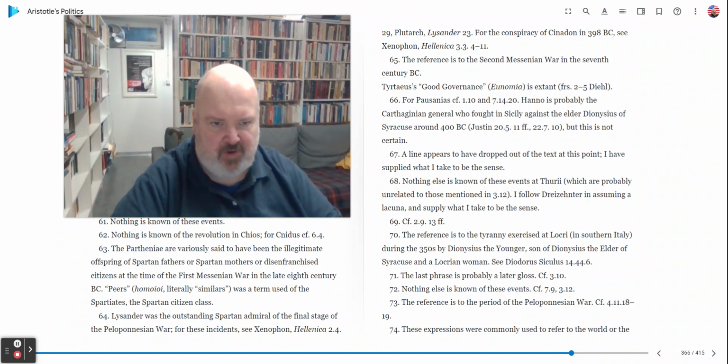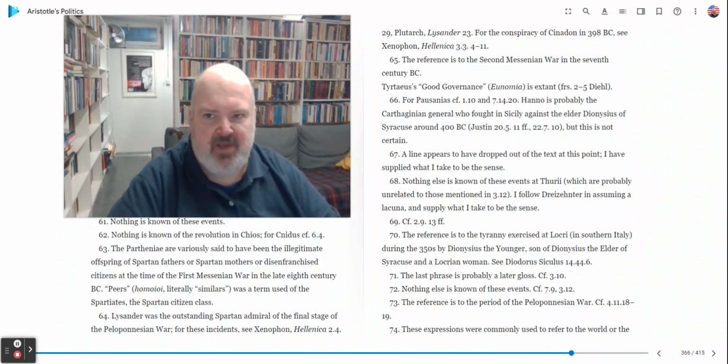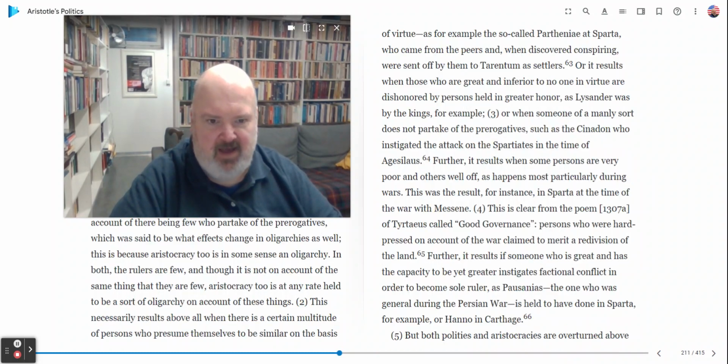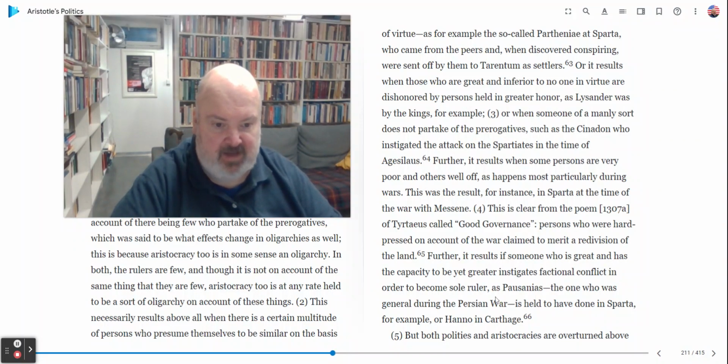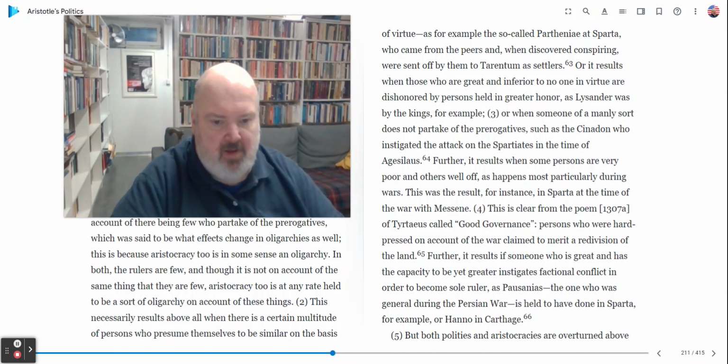Hanno is probably the Carthaginian general who fought in Sicily during the time of the elder Dionysius of Syracuse, around 400 BC. But this is not certain. Again, I think that's who it's referring to there. These are people who are great and have potential for being even greater, and they seek greatness, either this Pausanias or Hanno.